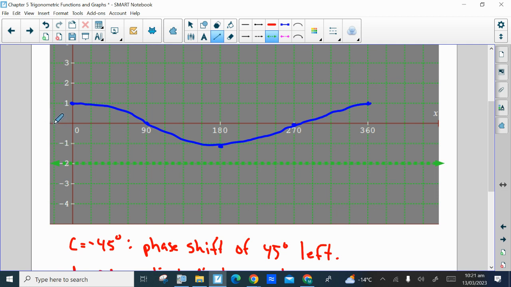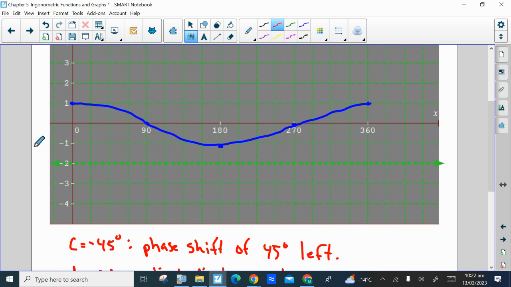So 1 to the left takes us here. 2 to the left would be over here somewhere. So we don't really have the ability to put that on here exactly, but it'll be approximately there. So that's our maximum point, 1 unit above the horizontal midline.